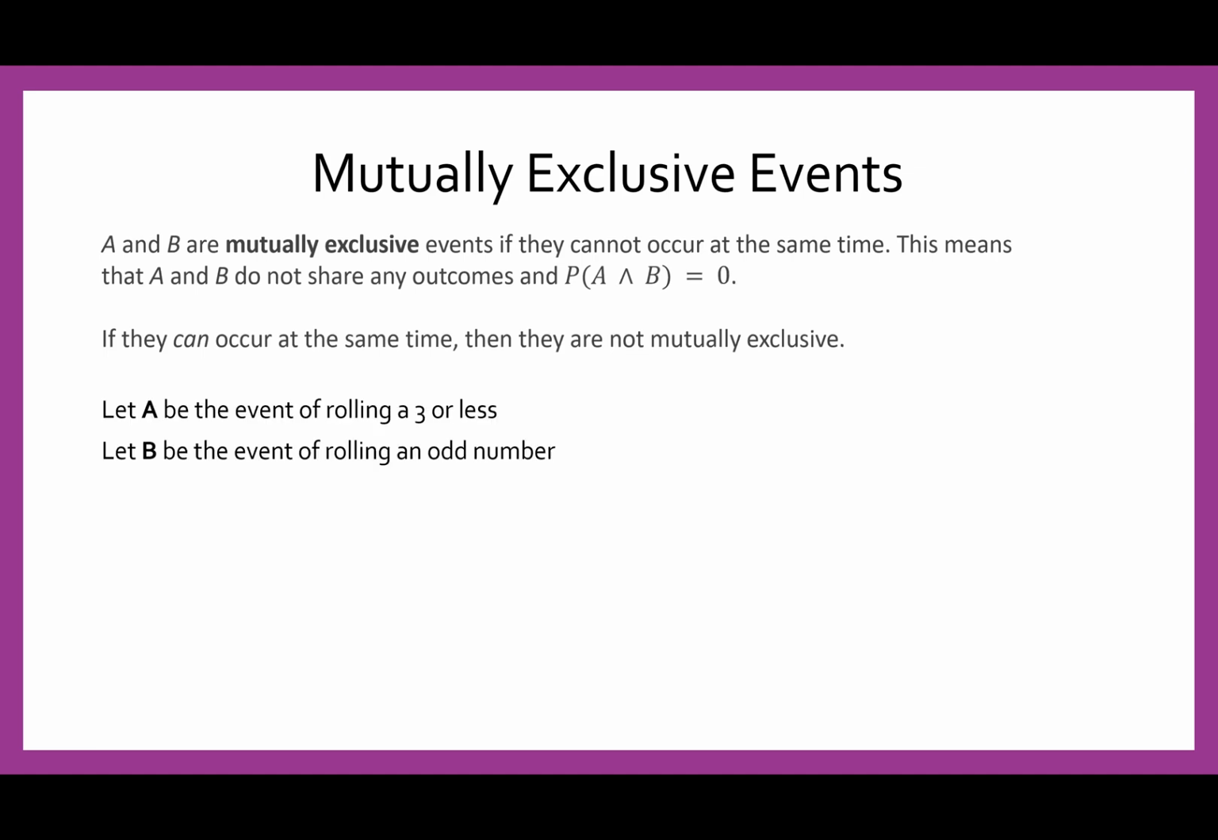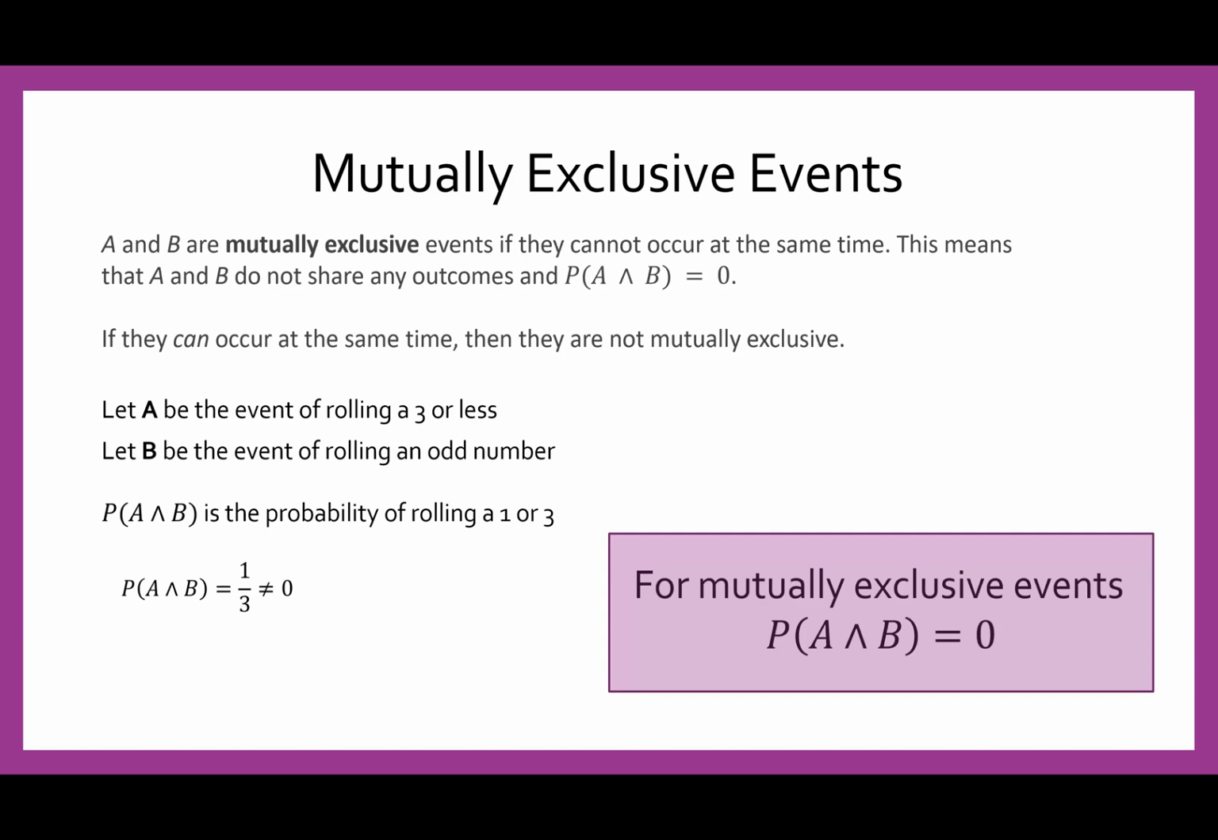So let's look at another example. A can be the event of rolling a 3 or less, so that's a 3, a 2, or a 1. And B is the event of rolling an odd number. So the probability of A and B is the probability of rolling a 1 or a 3. 1 and 3 are the 2 favorable outcomes for satisfying both conditions: they're 3 or less and odd. So I have 2 out of 6 ways to do this, which is 1/3. Certainly 1/3 is not equal to 0. So again, we use this idea of mutually exclusive events and the probability being 0 to conclude that the events are not mutually exclusive.